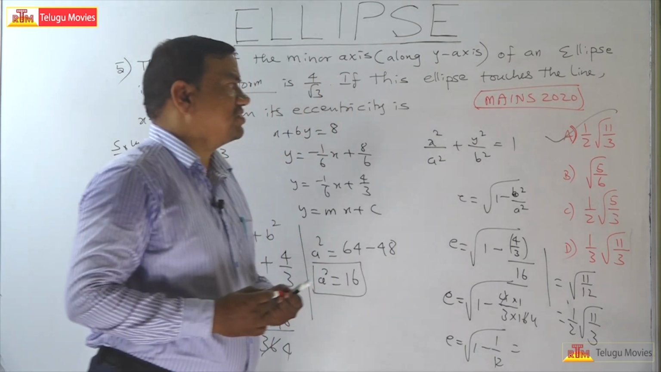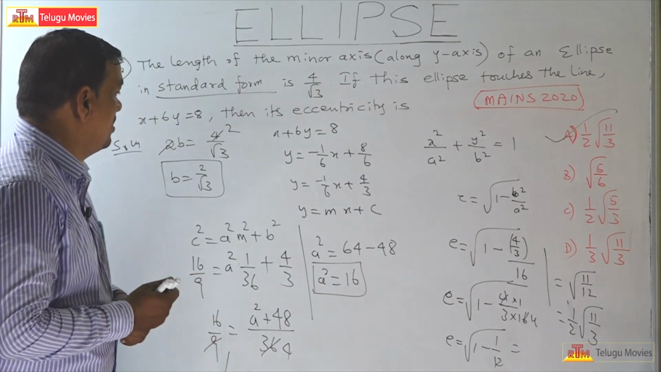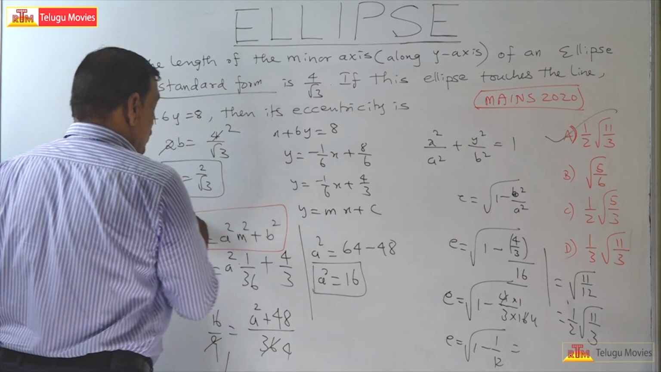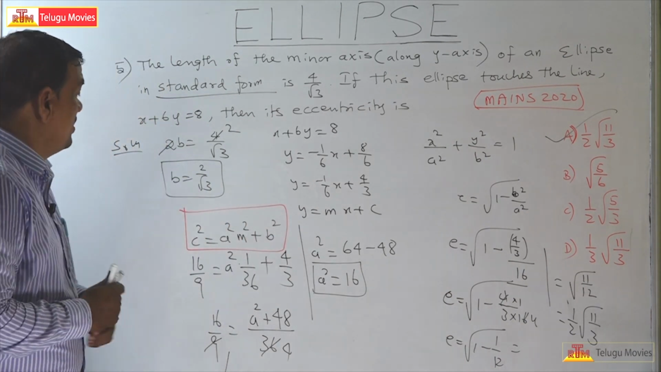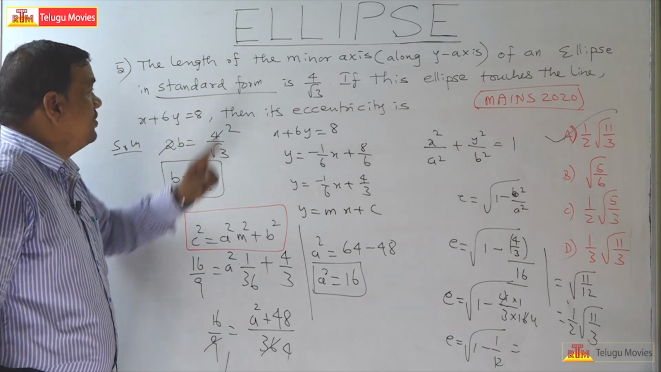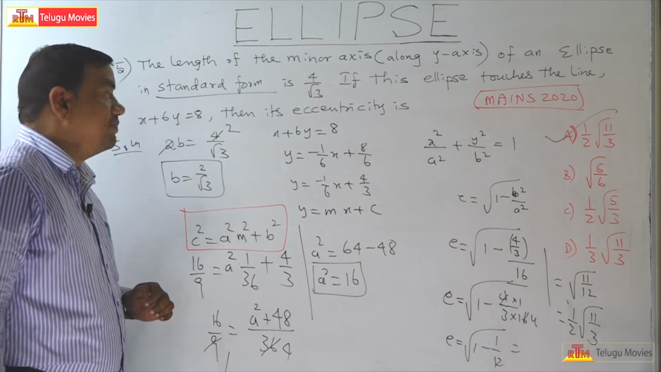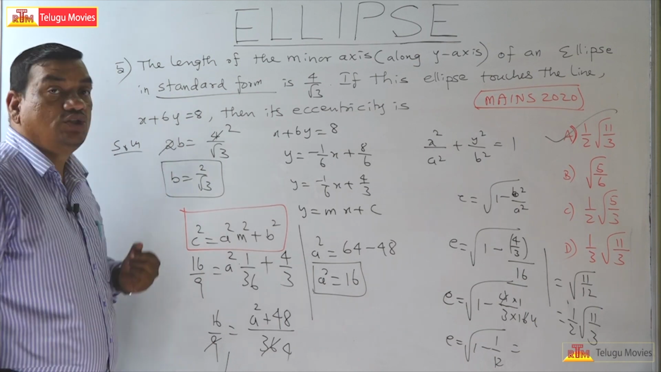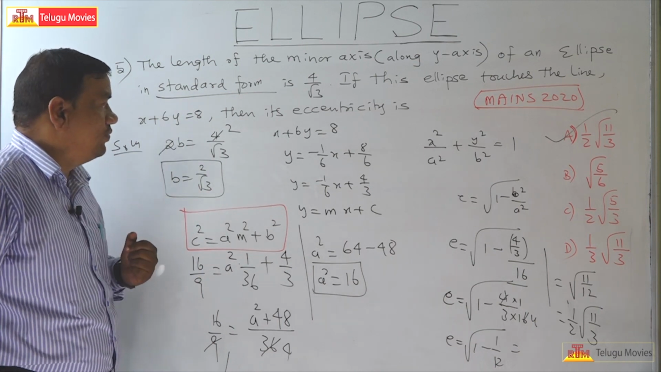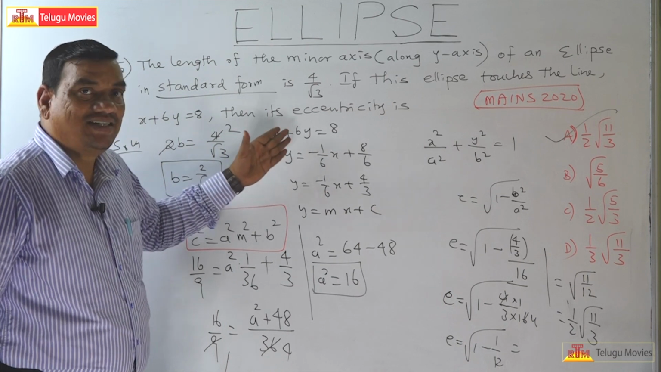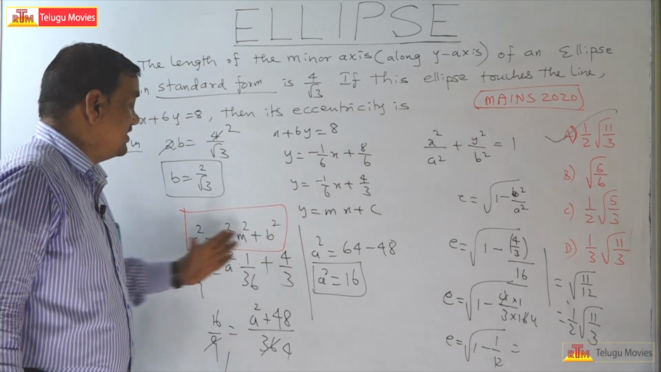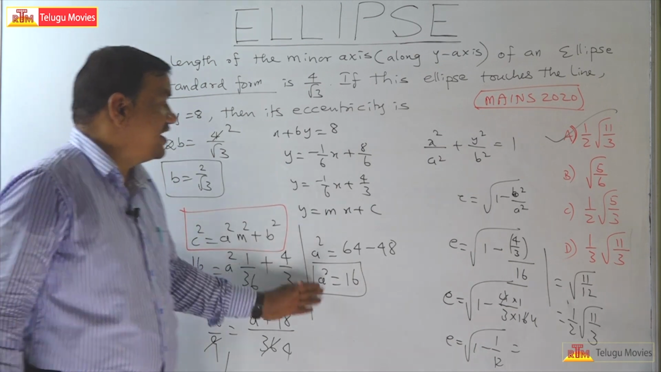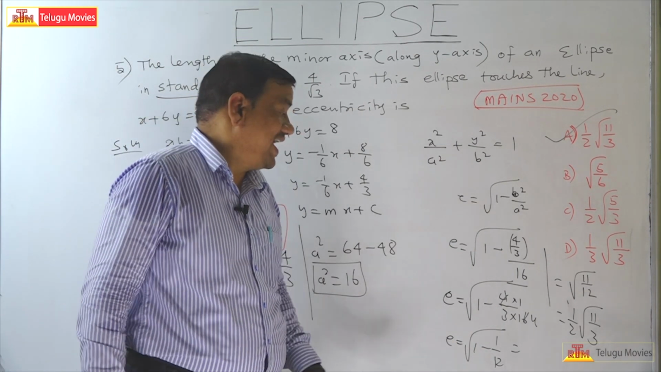Option A is the right answer. Very, very easy problem. The only thing here is the tangent condition. If you know this condition, immediately we can find the b value. He is giving the standard form x square by a square plus y square by b square. From this, the length of the minor axis is 2b, and we got the b value. And he is saying touches; touches means tangent, and tangent means the tangent condition. And we got the a square value. After knowing b square and a square, it is easy to find the eccentricity.